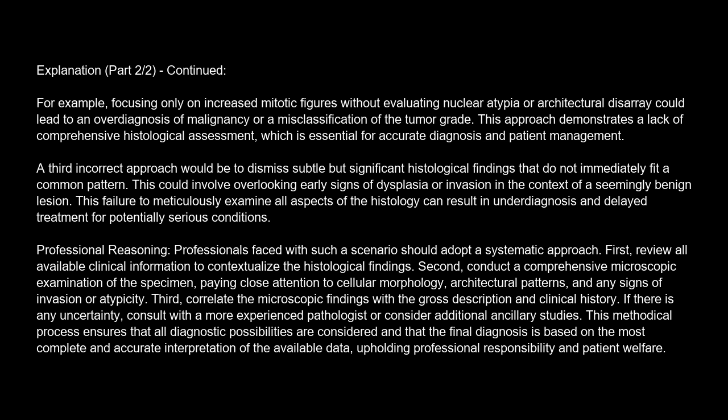First, review all available clinical information to contextualize the histological findings. Second, conduct a comprehensive microscopic examination of the specimen, paying close attention to cellular morphology, architectural patterns, and any signs of invasion or atypia. Third, correlate the microscopic findings with the gross description and clinical history. If there is any uncertainty, consult with a more experienced pathologist or consider additional ancillary studies. This methodical process ensures that all diagnostic possibilities are considered and that the final diagnosis is based on the most complete and accurate interpretation of the available data, upholding professional responsibility and patient welfare.